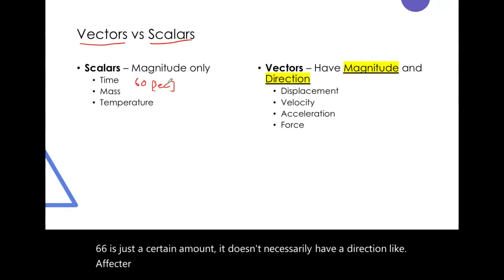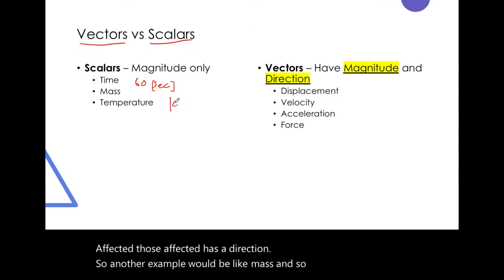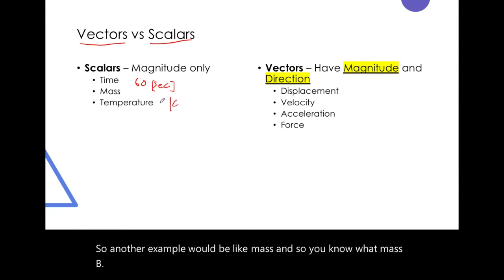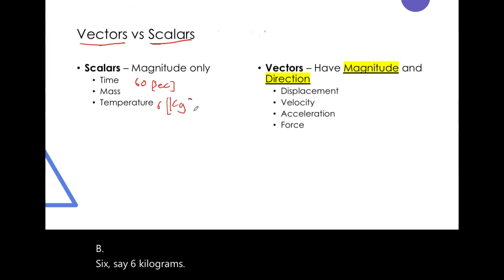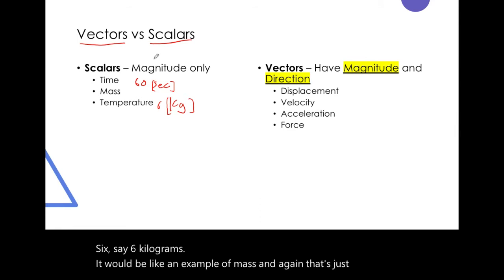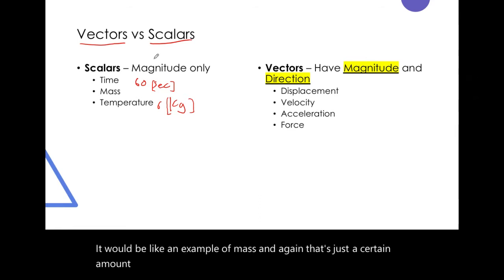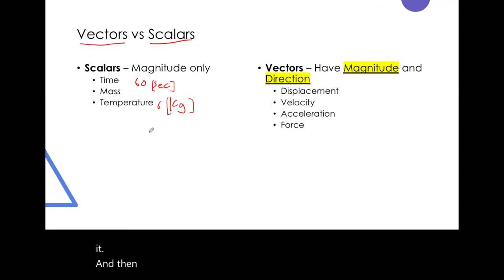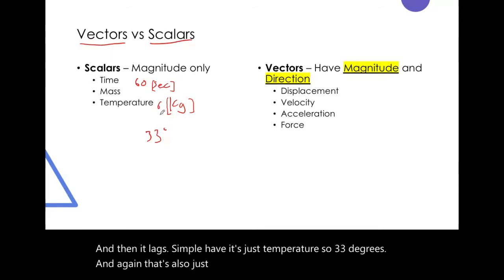A vector has a direction. Another example of a scalar would be mass, like 6 kilograms. Again, it's just a certain amount. It doesn't have a direction associated with it. And the last example I have is temperature, like 33 degrees. Again, that's also just a number with no direction associated with it.